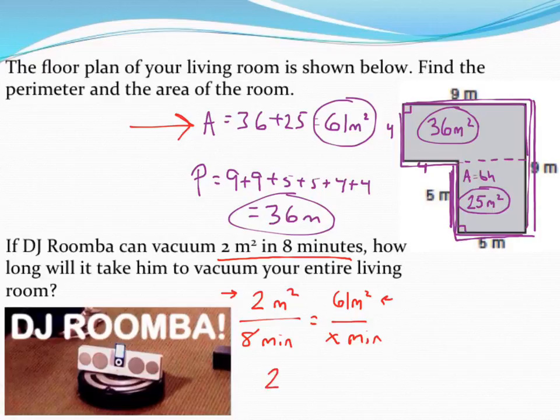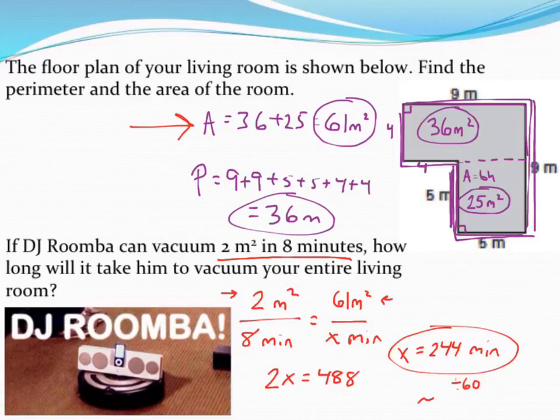them. Cross multiplying gets me 2x equal to 488 when I multiply 61 times 8, and then dividing both sides by 2 gets me a time of 244 minutes, make sure you label answers, to clean this entire living room. If I wanted to find hours, because 244 minutes, I'm not really sure how long that is, I could convert this by dividing by 60, since there's 60 minutes in an hour, and I'd find out that that's going to take about 4 hours to clean this entire living room.